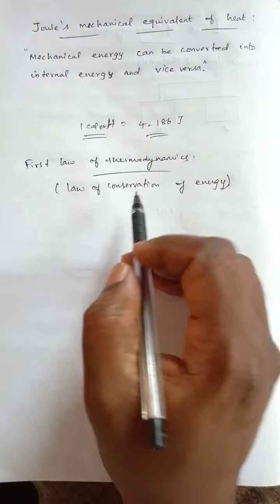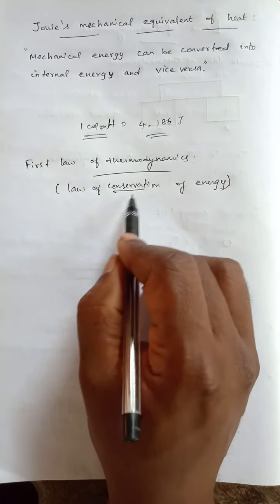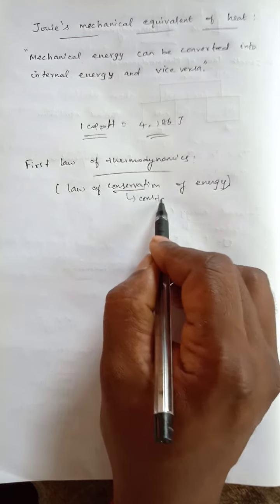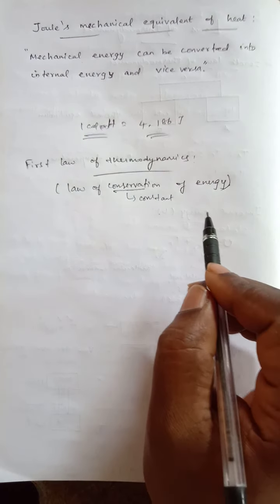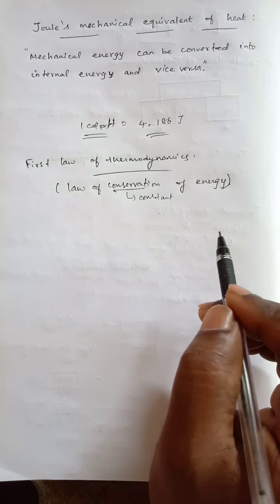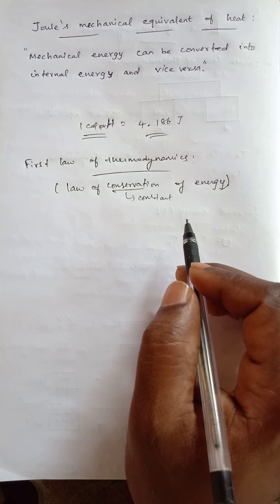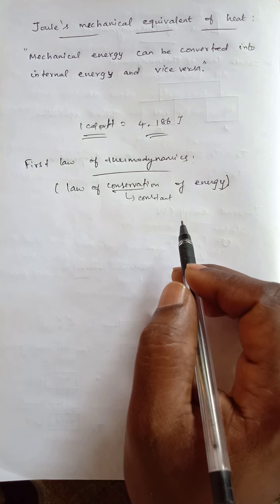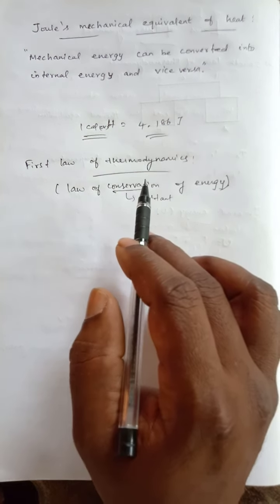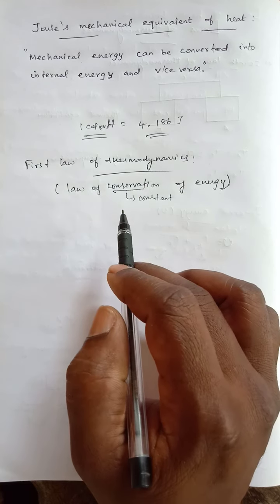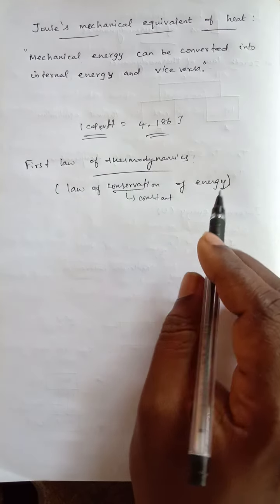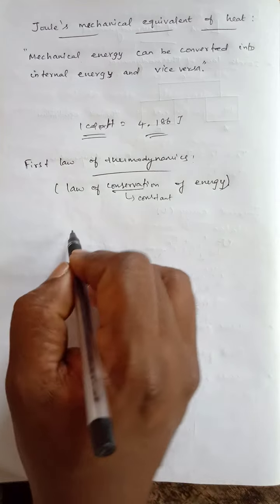Conservation means it is constant, it remains the same. So what about the energy transferred from the system to the surroundings or vice versa? It should be constant. First, you know what energy means: kinetic energy and potential energy. Here the first law deals with that energy along with heat. So I will write that equation first.